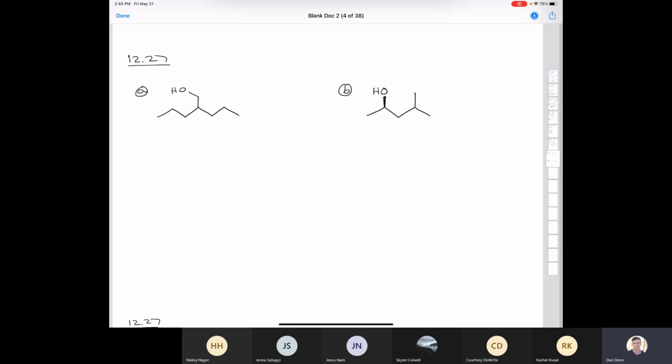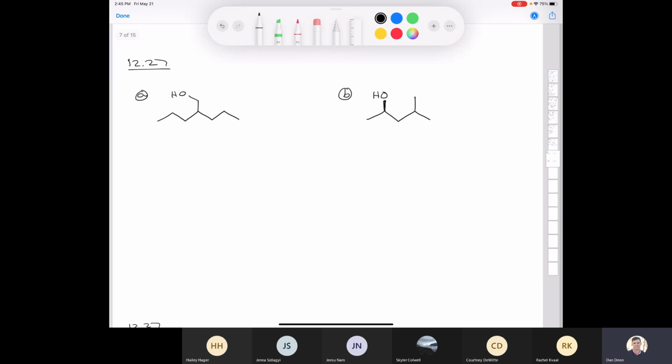All right, let's take a look at question 12.27. I've got A and B set up here. And the first one, there's no chiral center in the molecule, so we don't have to worry about assigning any stereochemical configurations. But if you remember, when we talked about naming an alcohol, we have a primary alcohol here.